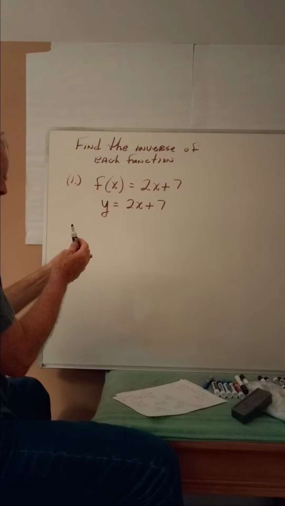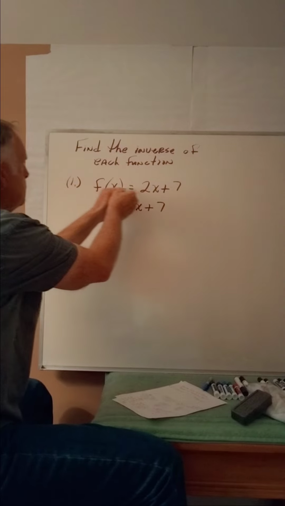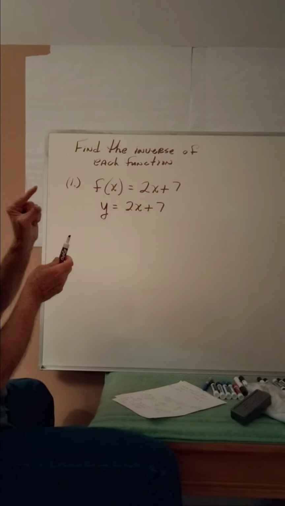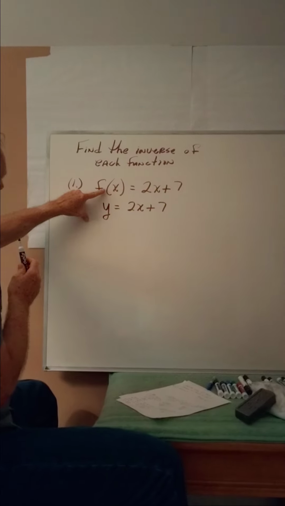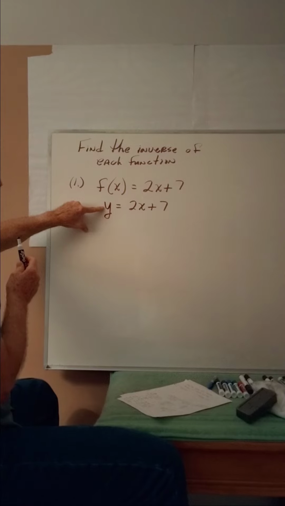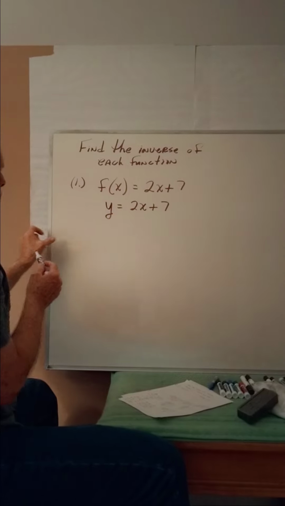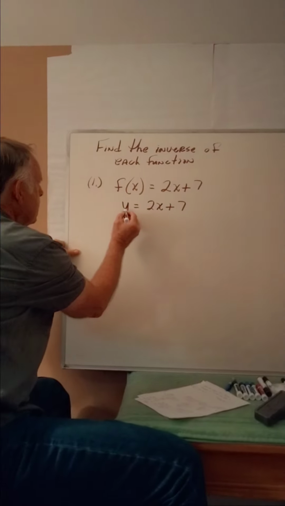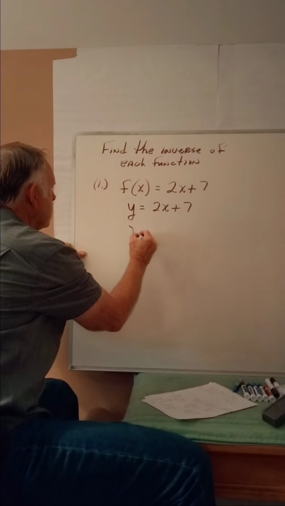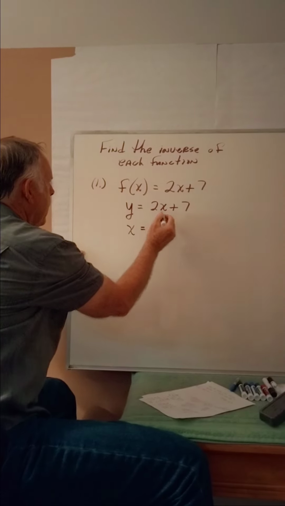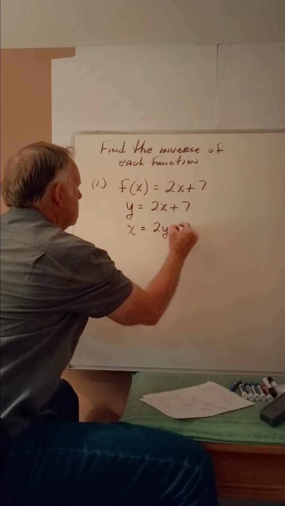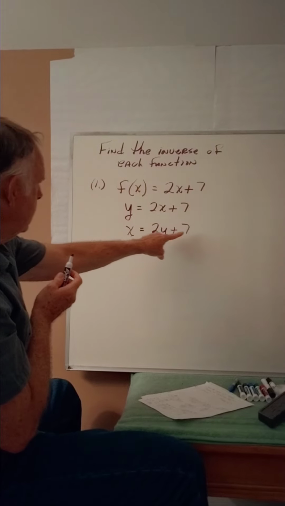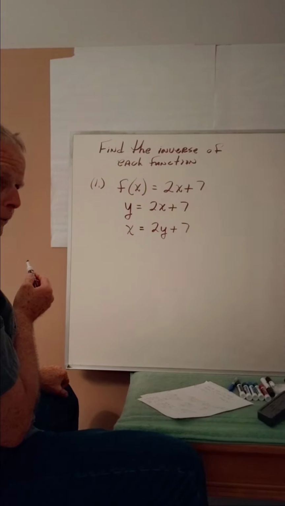So let me back up to the steps. Here's the function that's been given to us. The direction is to find the inverse function. Step 1, replace the f of x with y, because f of x is y. Y is equal to 2x plus 7. Now the switch. In place of y, put x, and in place of x, put y. And the final thing that we do is take this new equation and solve it for y.